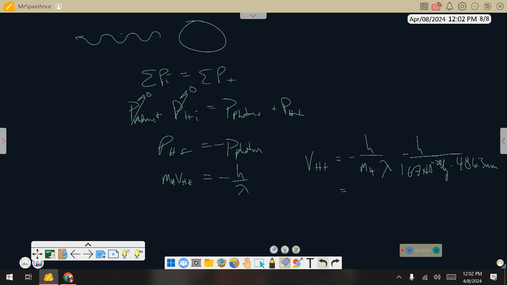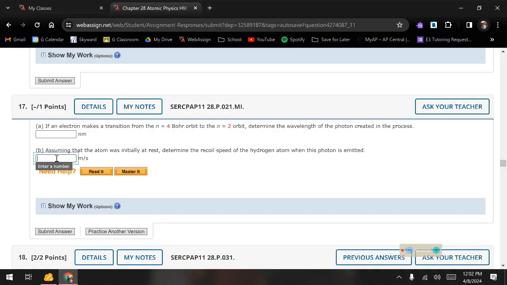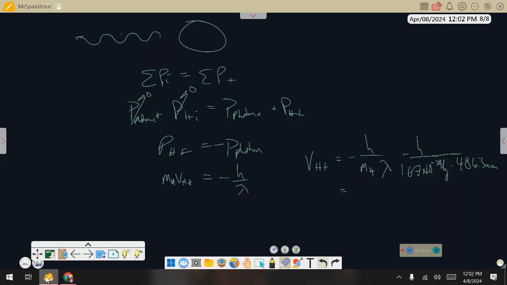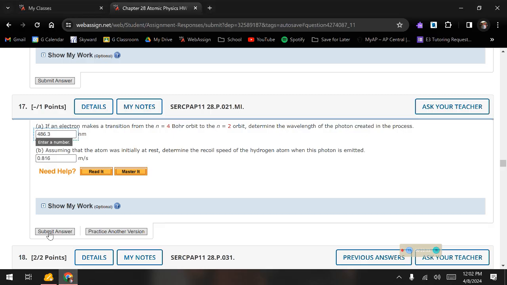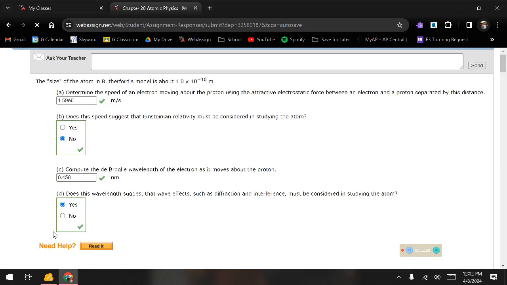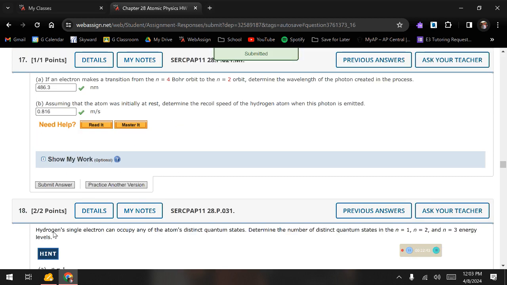Actually, I would argue that's surprisingly fast. 0.816. Let's see if I'm right. I would guess if you struggled on that one, it was just that you forgot that momentum is calculated as h over wavelength. Pretty much.